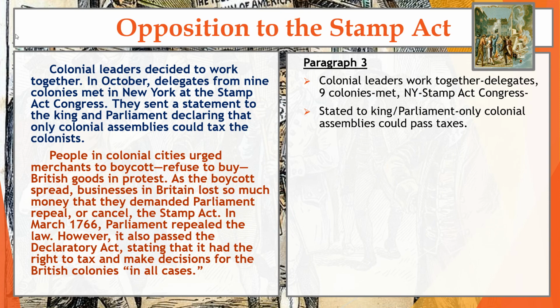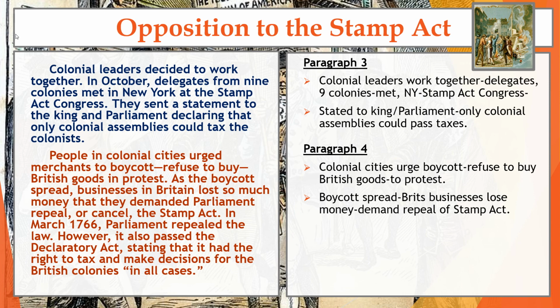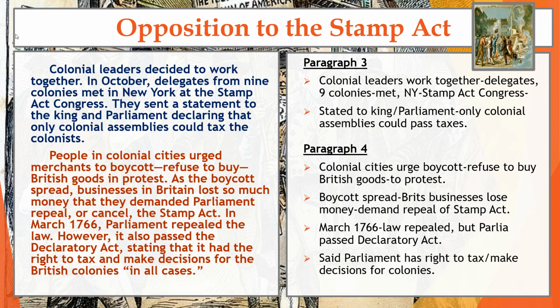We'll get to the commentary on that in a minute, but let's look at how I summarize this. Colonial cities urge boycott, refuse to buy British goods to protest. Basically got that first sentence there. Boycott spread, British businesses lose money, demand repeal of Stamp Act. That got me about halfway through the paragraph. March 1766, law repealed, but Parliament passed Declaratory Act. So what is this Declaratory Act saying? Said Parliament had the right to tax, make decisions for the colonies.